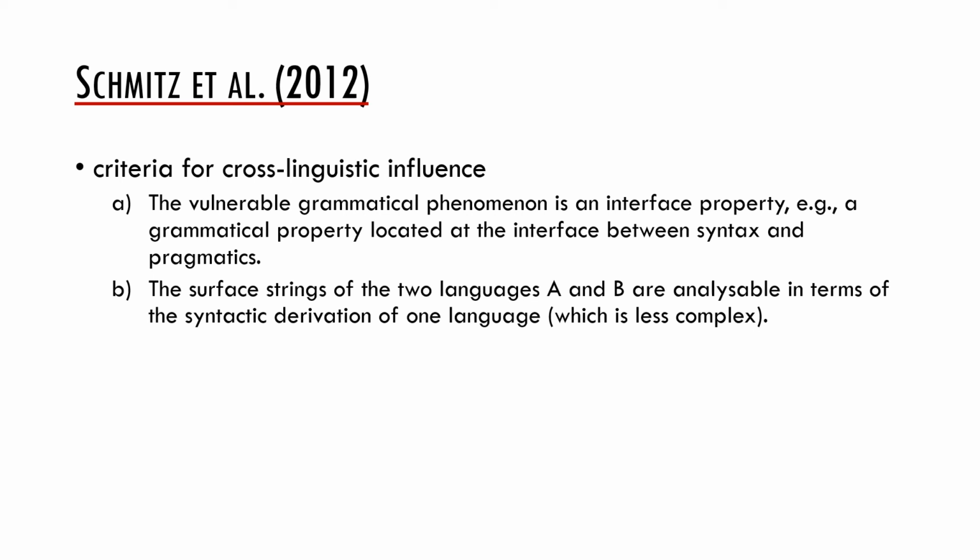The second criterion is that the surface strings of the two languages A and B are analyzable in terms of the syntactic derivation of one language, which is less complex. In case of subject omission, it should be so that if the less complex language does not allow argument omissions at all, like French, it will not influence the more complex one, which is Italian. In other words, if the complexity of the two derivations differs, but the grammatical phenomenon in both languages is expressed in a rather different way, the child will not take the less complex analysis in order to analyze the construction in the more complex language.